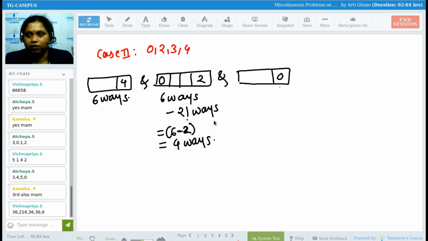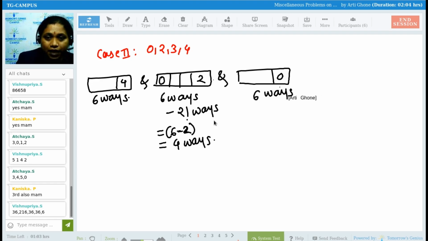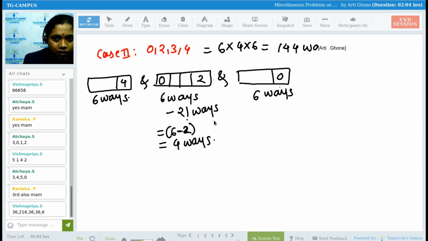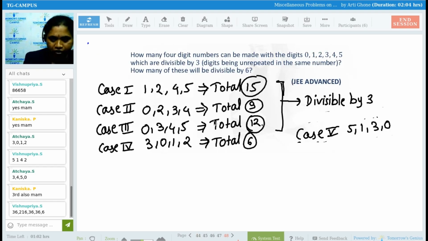Whenever there is a 0, there is a matter. We can't take 0 at the first position, so total number of ways minus the 0-at-first-position ways is how many numbers will be created. Now here 0 is at the last position, fine. So this can be done with 3 into 2 into 1, that is 6 ways. So the total number of ways for case 2 is equal to 6 into 4 into 6, which is 144 ways. Got it? Clear?